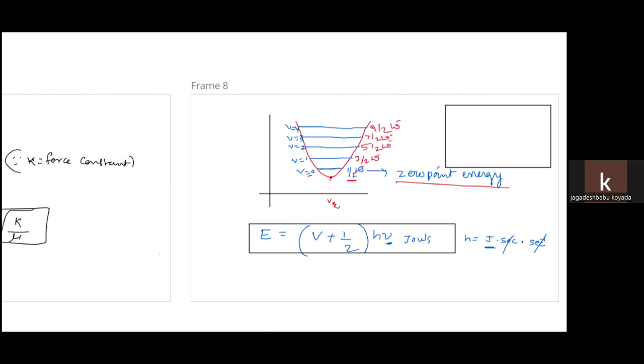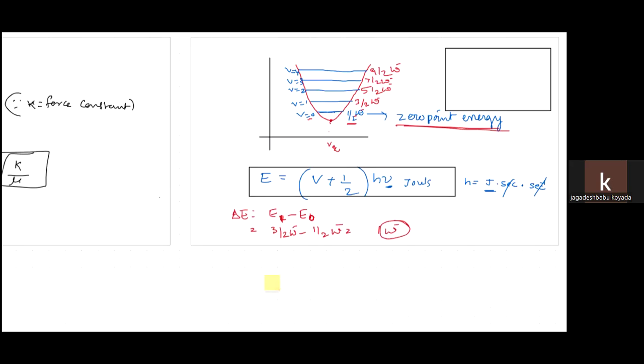The distance between two different energy levels, delta E, is equal to E2 minus E1, or E1 minus E0. That is 3 by 2 omega minus 1 by 2 omega, which is equal to 1 omega bar. This is the frequency, in inverse centimeter. So the difference between any two adjacent vibrational levels is 1 omega.